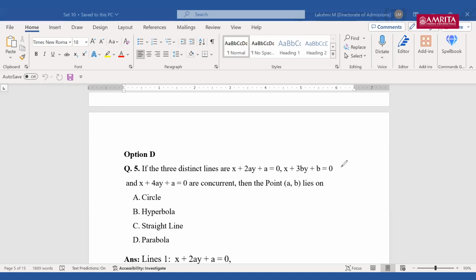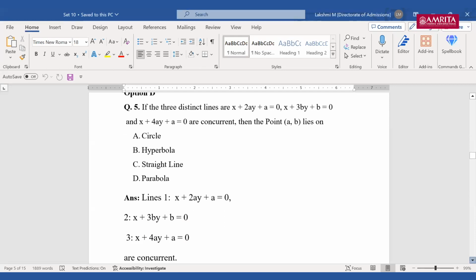So initially, maybe you can use the determinant to solve it. It will be 1, 2a, a; 1, 3b, b; 1, 4a, a. That way also you can work. So you will get something in terms of a minus b, or I would say 2a, a minus b, something like that. Or you can use the formulas of lines that you have studied in order to solve this question.